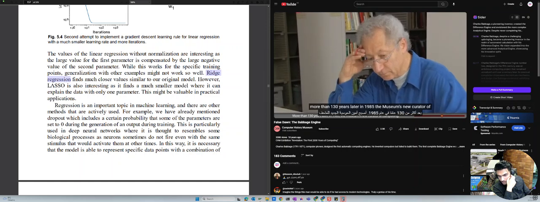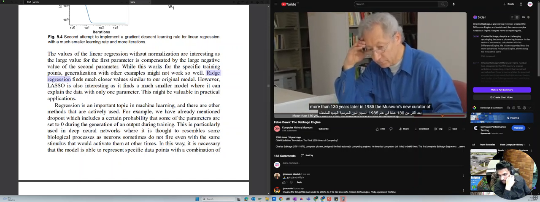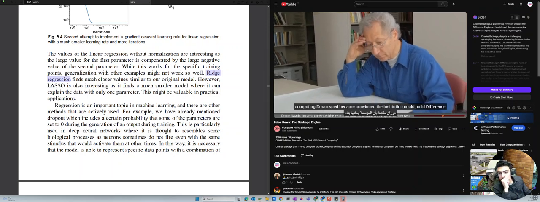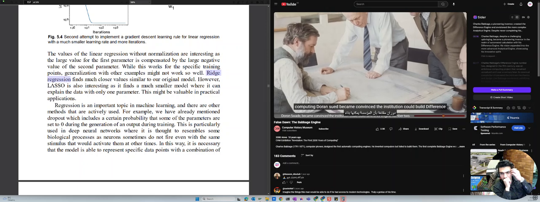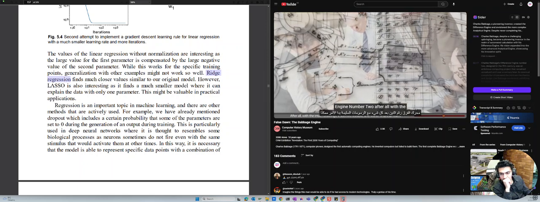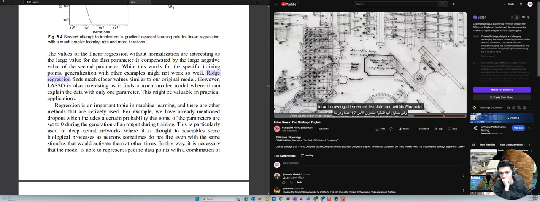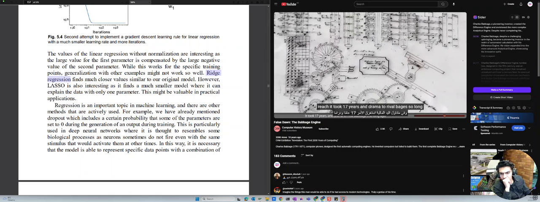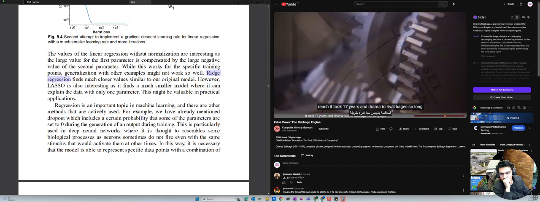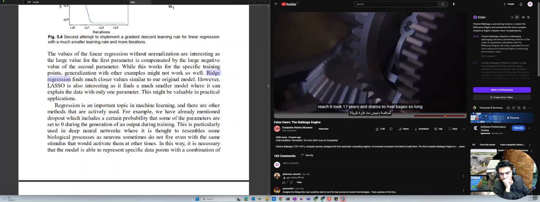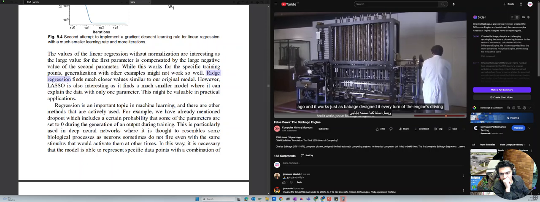More than 130 years later, in 1985, the museum's new curator of computing, Doran Swade, became convinced the institution could build difference engine number 2. After all, with the intact drawings, it seemed feasible and within financial reach. It took 17 years and drama to rival Babbage's so long ago. And it works, just as Babbage designed it.